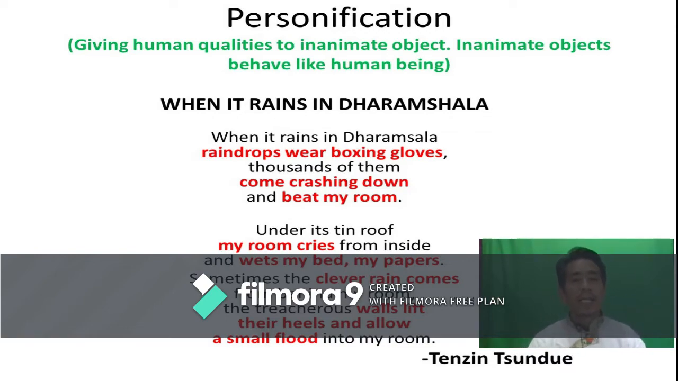So let us take an example of Tenzin Tsundue's poem, When It Rains in Dharamsala. Let us see how he has used personification in this poem.